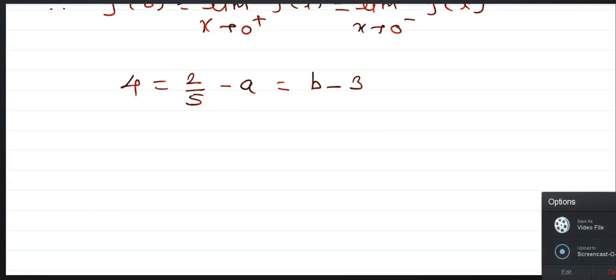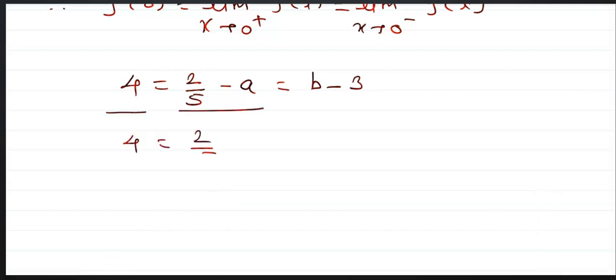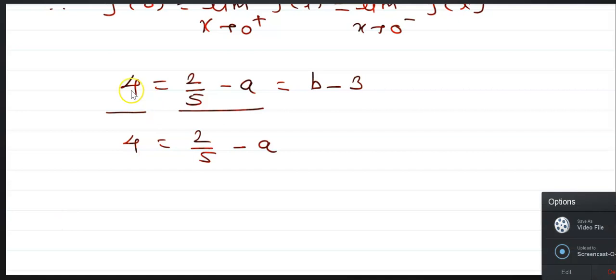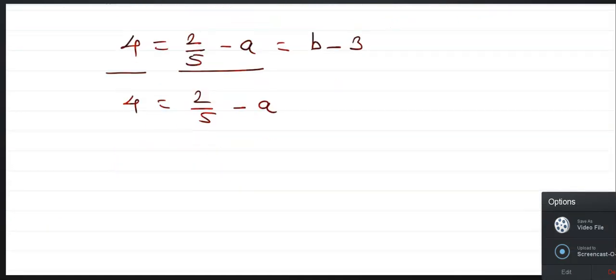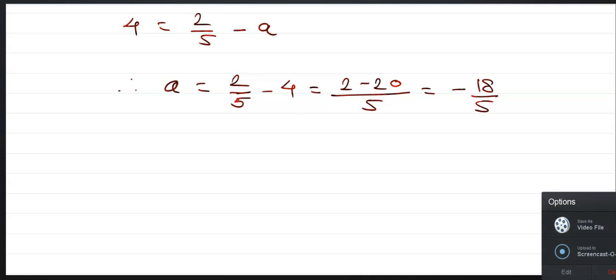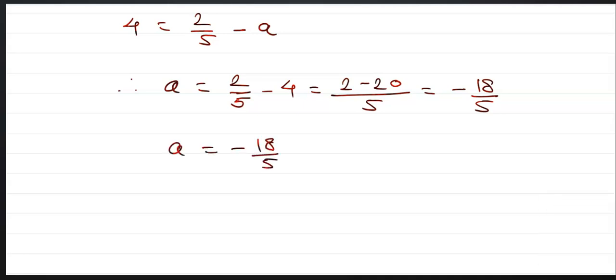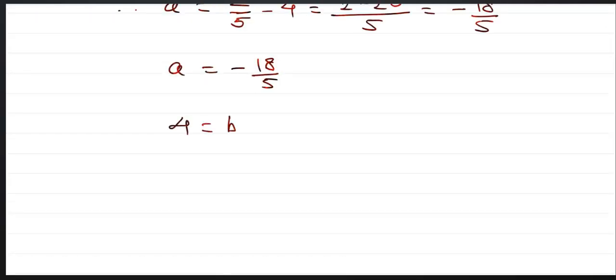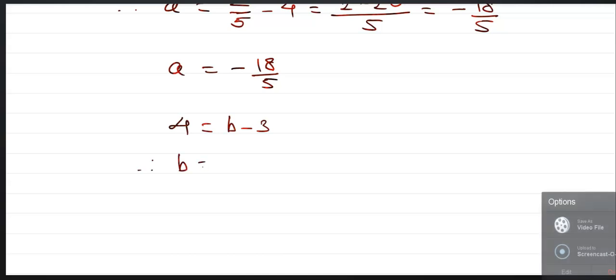That is equal to 4 is equal to 2 upon 5 minus a is equal to b minus 3. Therefore we will equate first, that is 4 is equal to 2 upon 5 minus a, and if we simplify, then you will get the value of a is minus 18 upon 5. Now next is the value of b. 4 is equal to b minus 3.